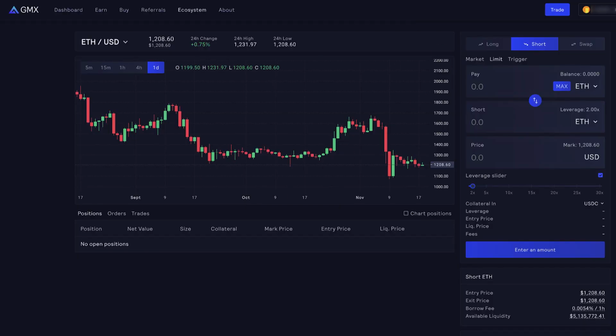For example, they have this crypto exchange called GMX, which is a DeFi exchange where you can trade Ethereum, Bitcoin, Link and Uni right now, and it is gaining a lot of popularity. Now to use this platform, you need to be on the Arbitrum chain, and here is how you can move your Ethereum from your Ethereum mainnet to Arbitrum and vice versa.